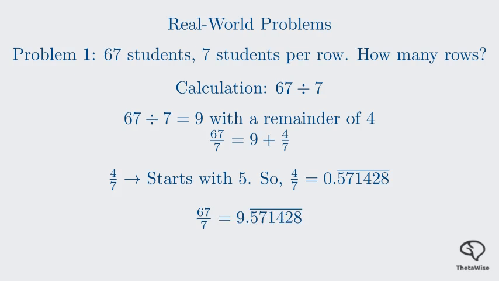Since you can't have a fraction of a row, we must round up to ensure every student has a seat. Therefore, 10 rows will be needed. The answer is 10 rows. Problem 2. A budget of $5,732 is to be equally allocated amongst 22 employees. How much will each employee receive?